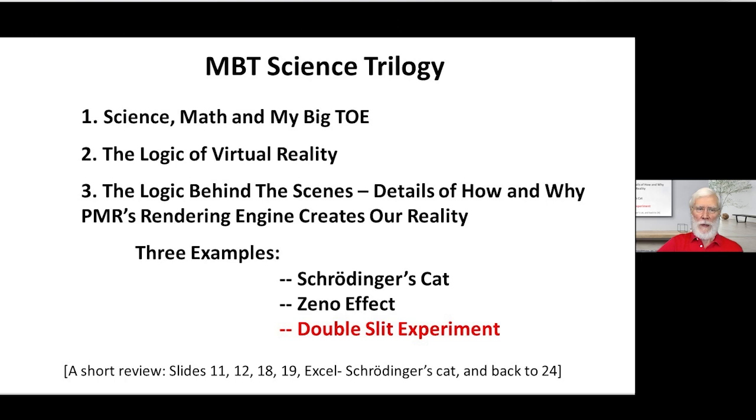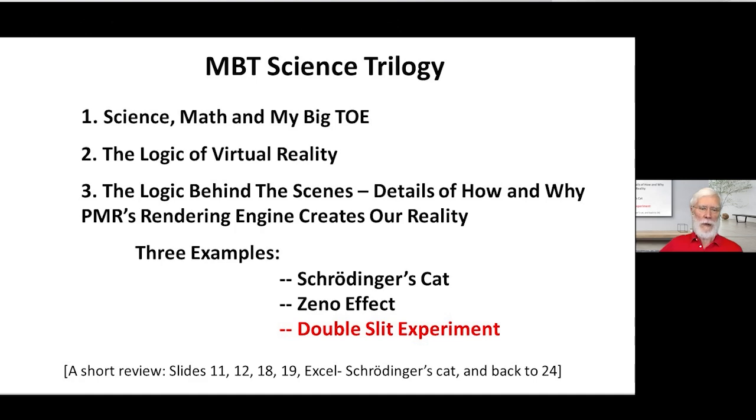Okay, now, in the third section, I go over 3 examples: Schrödinger's cat, Zeno effect, and what we're going to do now is the double slit experiment. So first, I want to do just a short review, because some of the things that I said in the first 2 sections are at least hours, if not days and weeks and months past. So let's just zip around and look at a few things that I'd like you to remember before we start off on the double slit experiment.